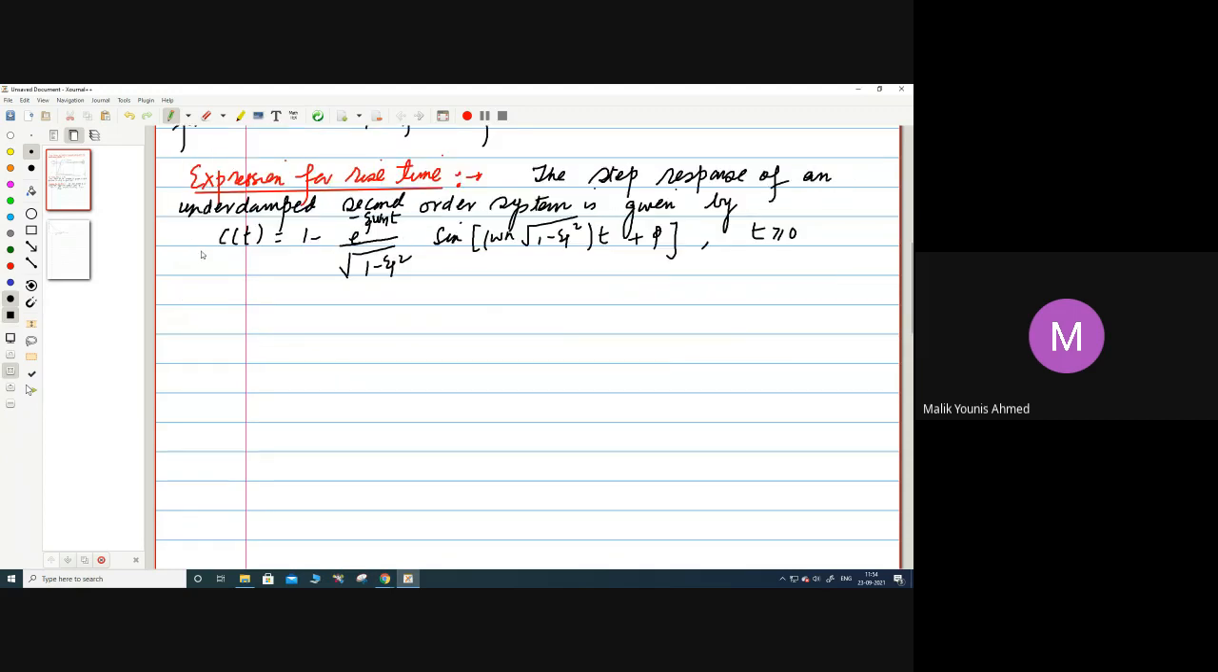Then, as we also saw yesterday, phi is equal to tan inverse of the square root of 1 minus xi square divided by xi.